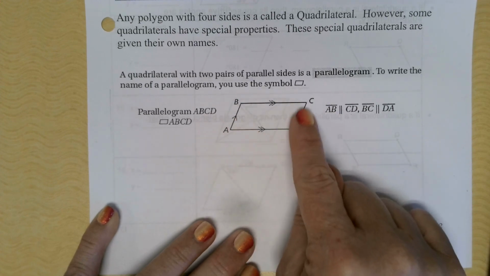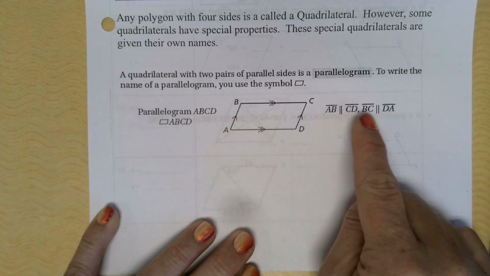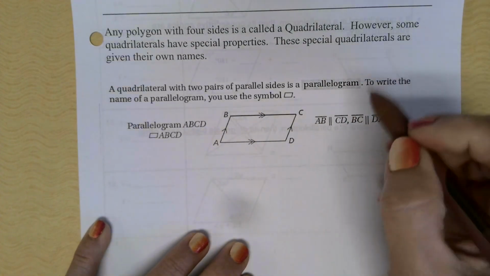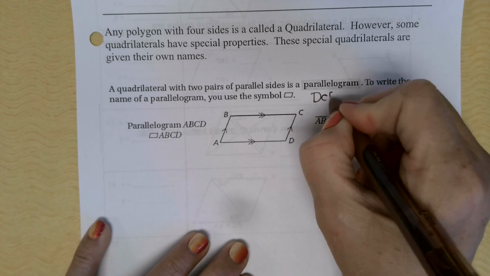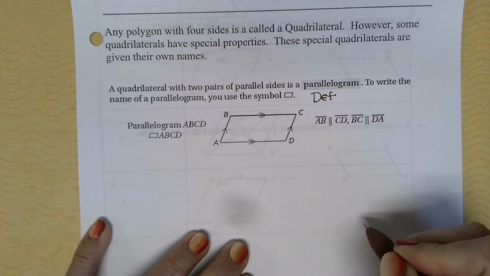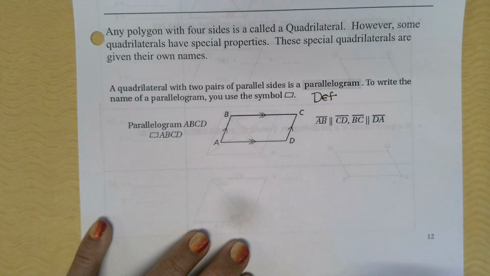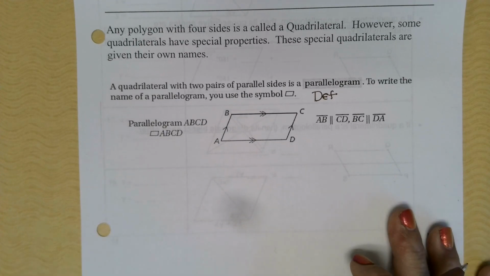AB is parallel to CD. You can see that we have the markings. And BC is parallel to AD. This is the definition, okay? That is the definition of a parallelogram. Definition of a parallelogram is a quadrilateral with opposite sides parallel, okay?